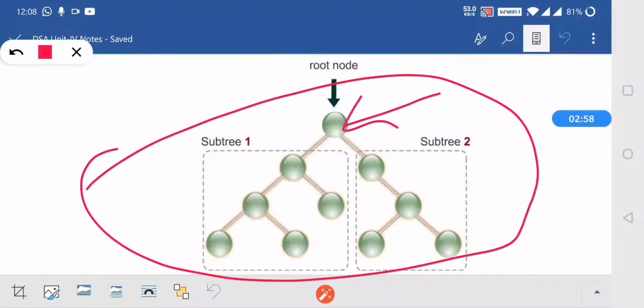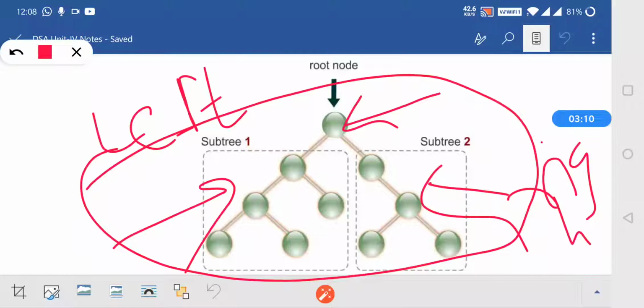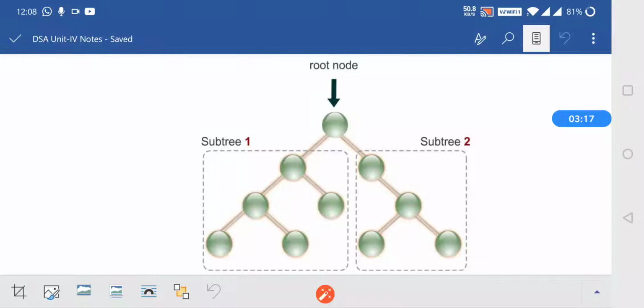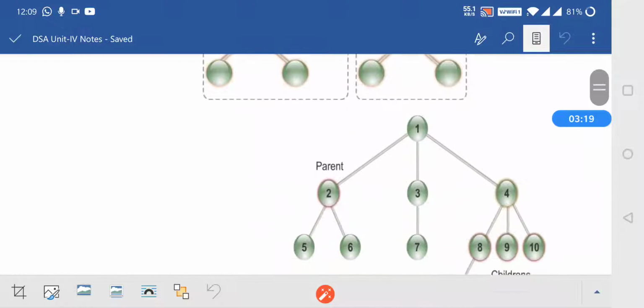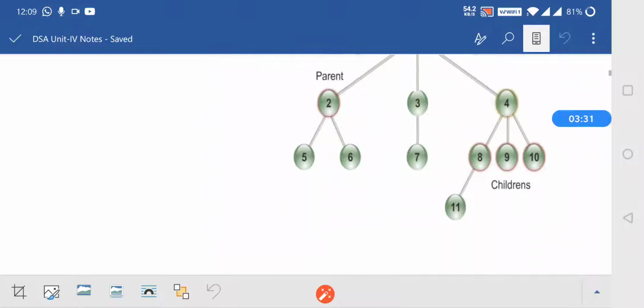We can see here, this is the root node, and the tree is divided into two parts, subtree 1 and subtree 2. This subtree 1 is nothing but the left subtree, and this subtree 2 is our right subtree, because the tree is divided into two parts. So left hand side child nodes are subtree 1 and right hand child nodes are subtree 2. We can see an example over here also. 1 is the root node, then the left side tree is 2, 4, 5, 6, and right side tree is 4, 8, 9, 10, 11.